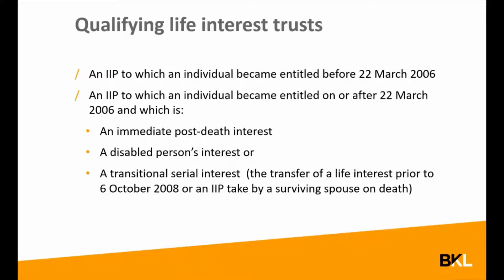And for the post March 2006 interest in possession, the possession also has to be what is called an immediate post-death interest. These are sometimes called IPDIs, and these tend to be settlements created by a will, and in which the beneficiary becomes entitled on the death of a testator. There's a disabled person's interest, which is self-explanatory, and there's what's called a transitional serial interest, or a TSI. And this is where the transfer of a life interest is taken by a spouse on death.